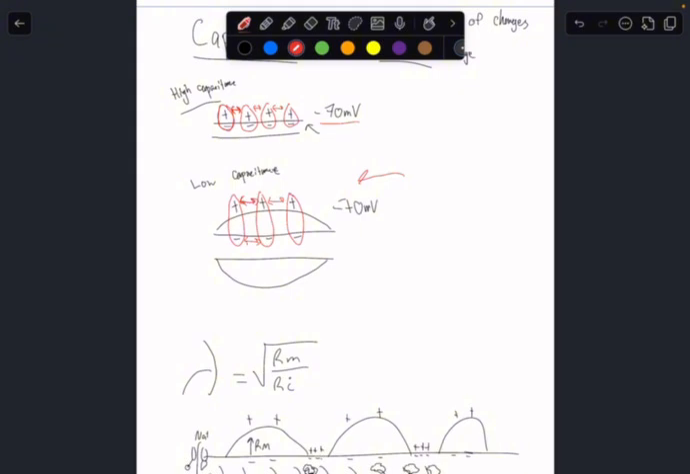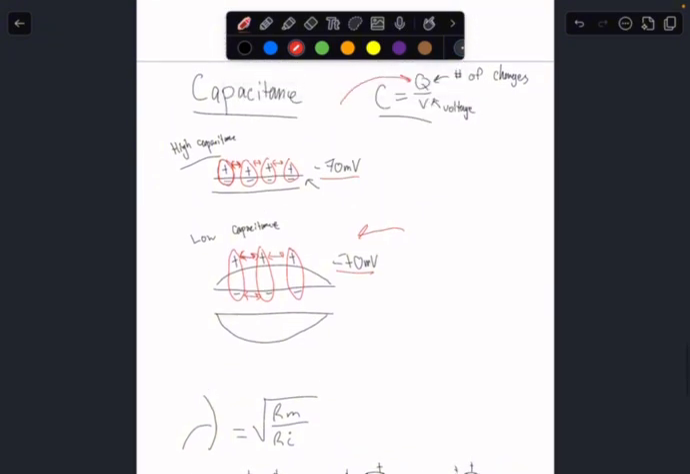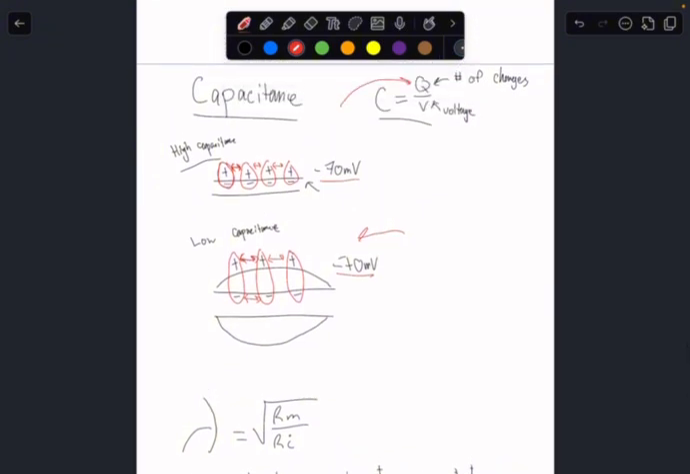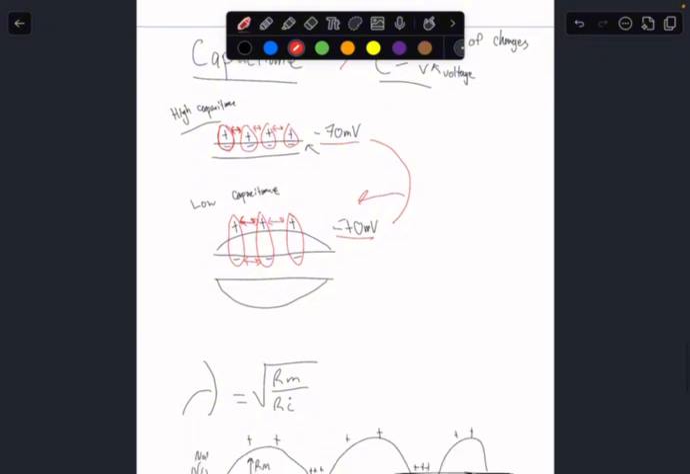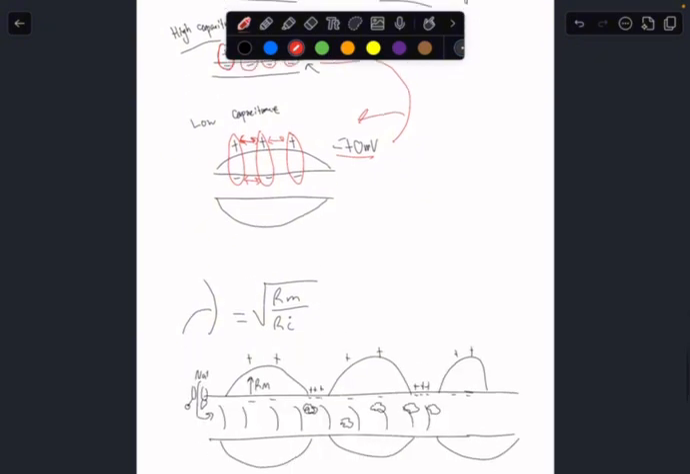So you can fit less of them in a certain area. But still they maintain a negative 70 millivolts of charge. So now we have fewer charges, but the same voltage in between the two. So this one's going to have a lower capacitance because you're dividing a smaller number by the same number, if that makes sense. So that's dealing with capacitance.